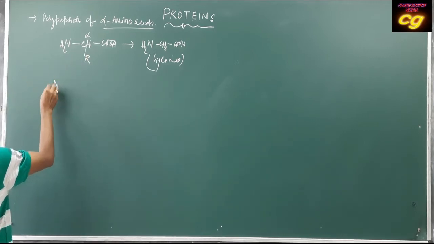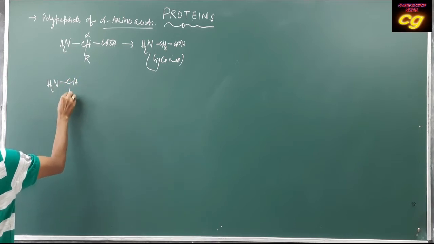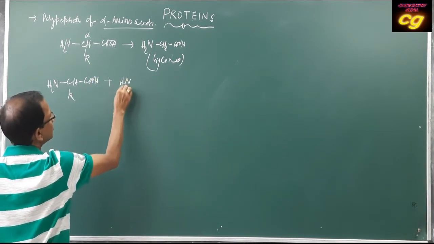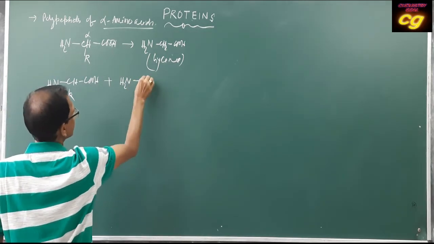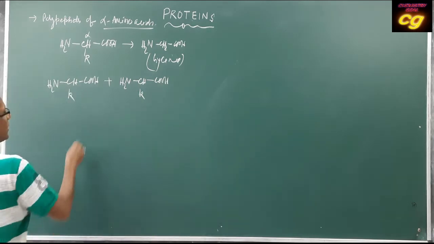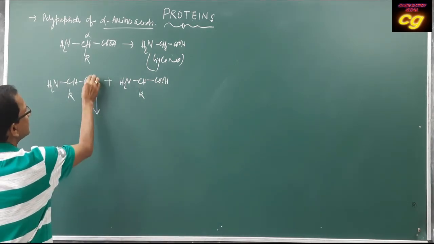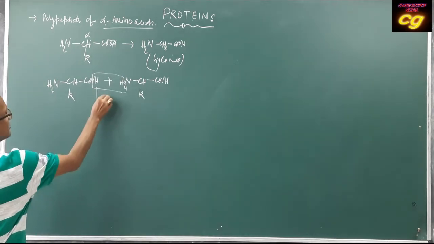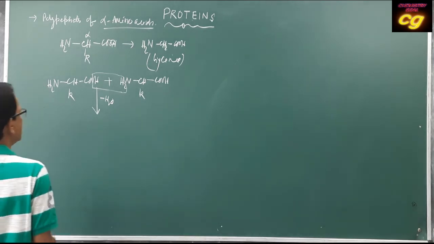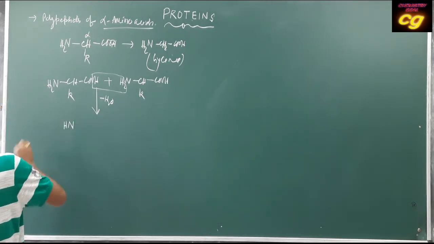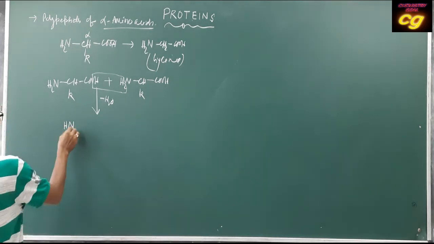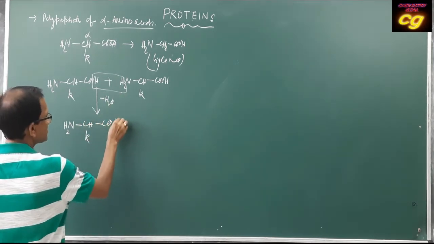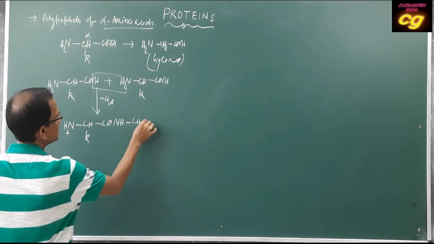When one amino acid combines with another amino acid like this, what happens? It produces a loss of a water molecule. Water is released, forming NH here. If you do the structure, this is NH2, then CH, then R, then CO, NH, CH, R, OH.